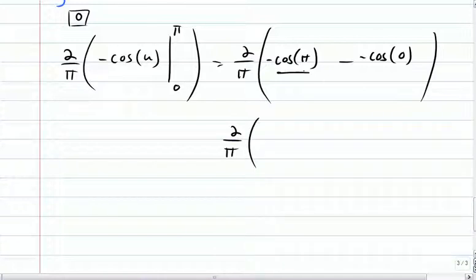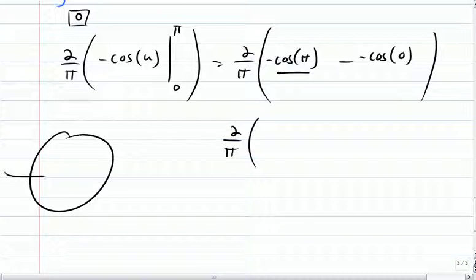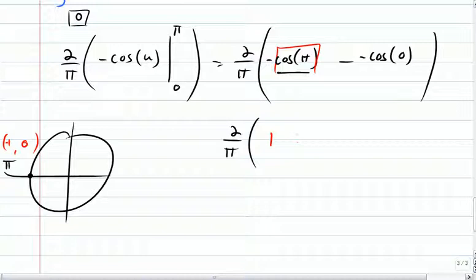All right, cosine of pi. What's the x-coordinate at pi? Negative 1. The coordinate is at pi. But it's a negative cosine pi, so a negative negative 1, positive 1. And we're going to take away, well, what's the cosine of 0? 1, so that's 1. So we got a minus 1, so plus 1.